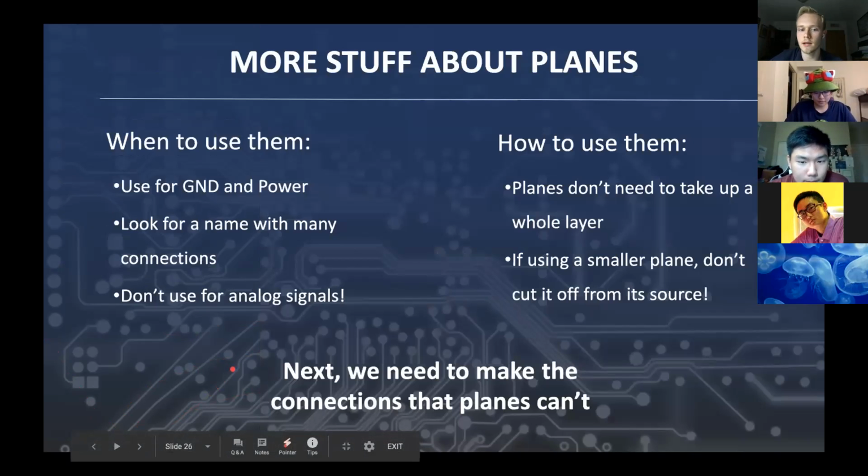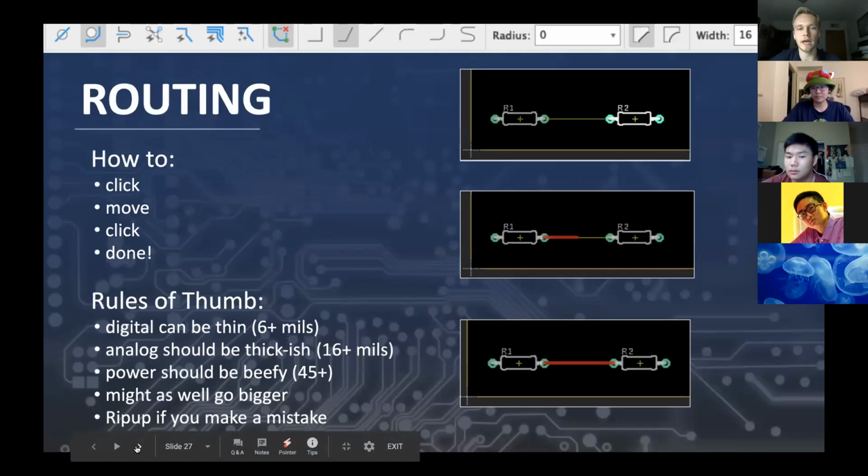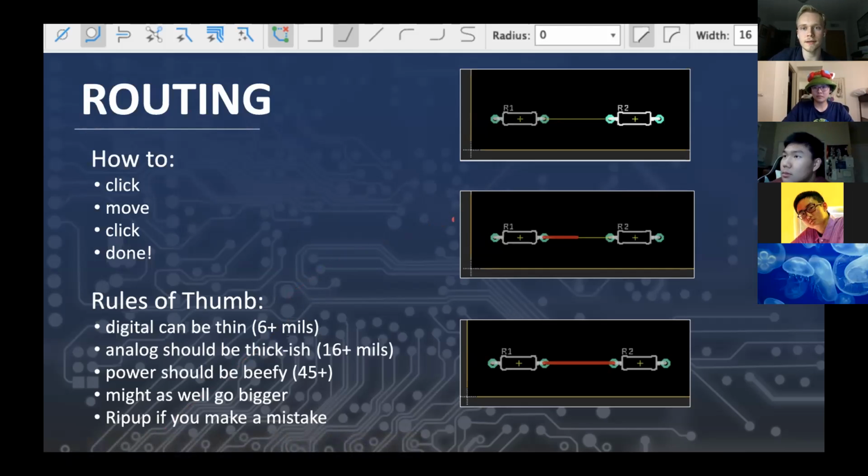Alrighty, so we've done a large trace called a plane, and now we want to get onto our smaller connections. And we do that using the router. This is actually a very similar process to drawing the connections that we did in the schematic section earlier. All you're going to need to do is click on the router button, then click on one section that you wish to connect, drag over, and then click on the second one. And there you go, you've placed your trace.